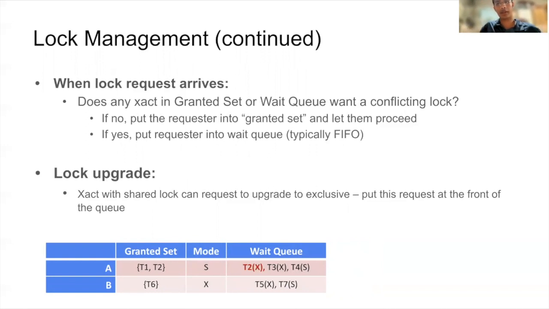We're going to make a quick exception here, though, which is that if a transaction holds a shared lock and it wants to upgrade to exclusive, we're going to put this request at the front of the queue. We'll see why in a second.